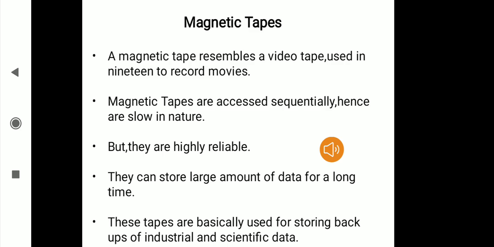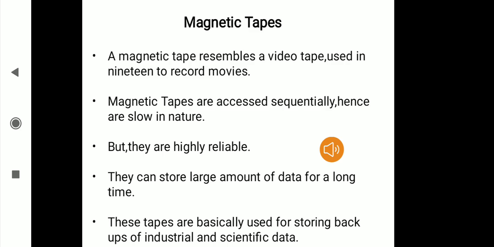Computers which were used in the early 90s, for those computers, storage devices such as pen drive or CD or DVD-ROM were not introduced. So in those times, magnetic tapes were used as a storage device.